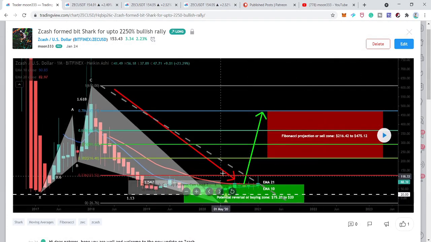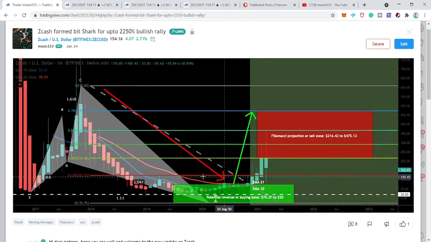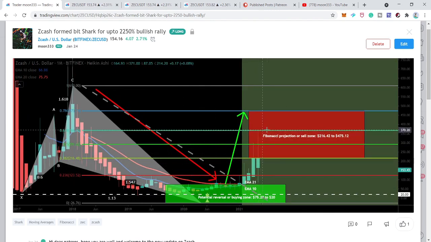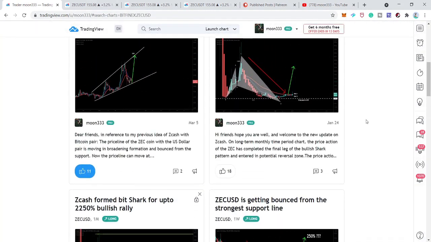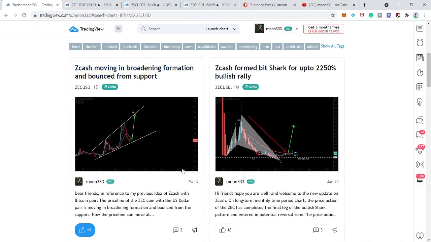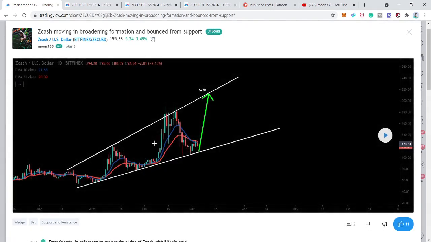And here in this buying zone, it had formed the bullish Gartley that we have recently watched. Now, after playing this chart, we can see that it turned very strong bullish, and at this time the price line is moving in this sell zone and hit this sell zone. Now I want to share with you this broadening formation that the price action formed, and I shared this idea on 5th of March when the price line formed this broadening formation on the daily time frame.